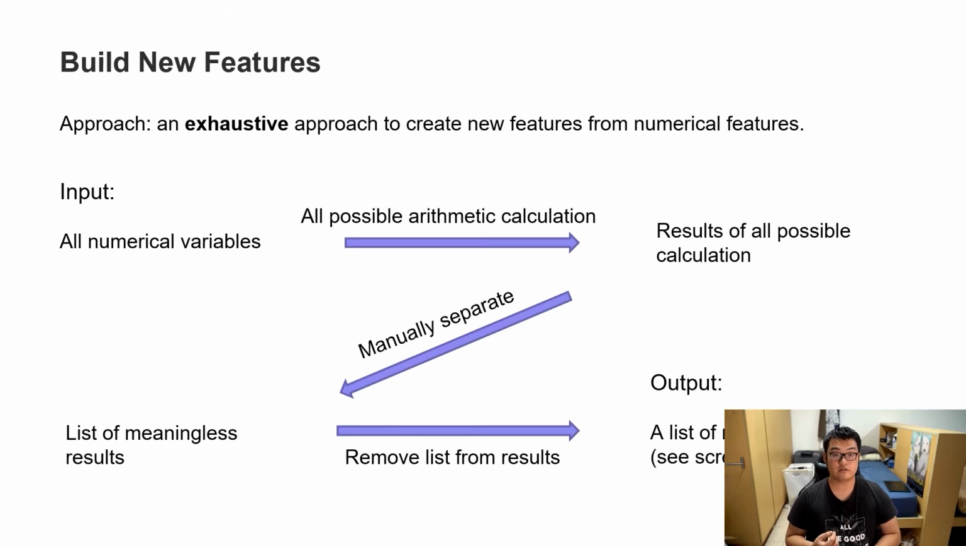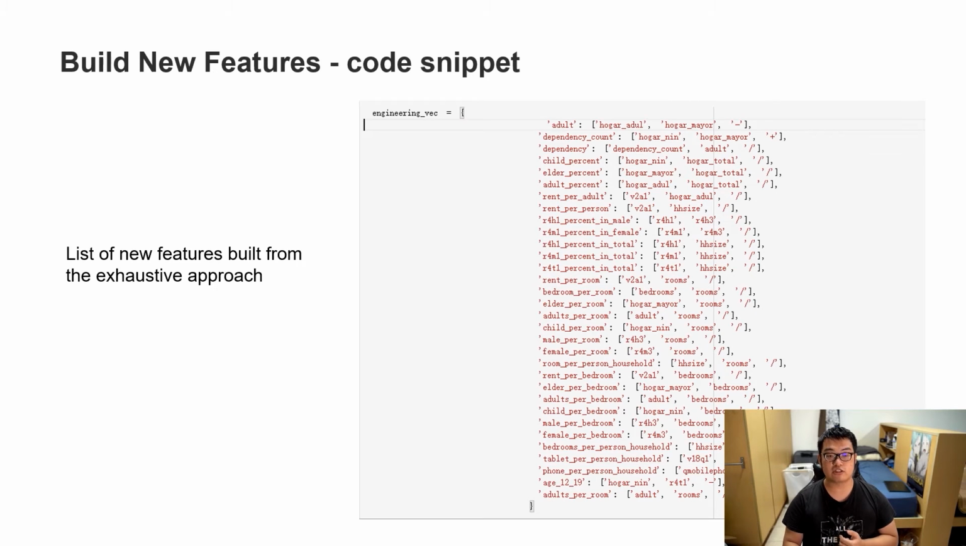To build new features, we used an exhaustive approach to create new features from numerical variables. Here is how we do it. We take all numerical variables and pair them such that the pairs cover every possible combination. And for each combination, we apply all possible arithmetic calculation. After obtaining the results, we manually separate the list of meaningless results from the list of meaningful results. After deleting the meaningless results, we get a list of new features, as is shown in the screenshot here.